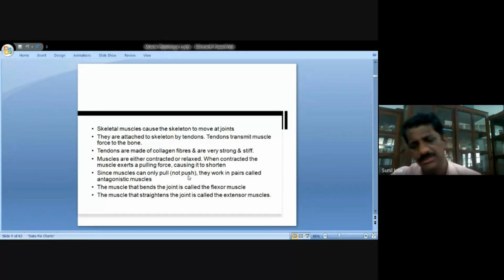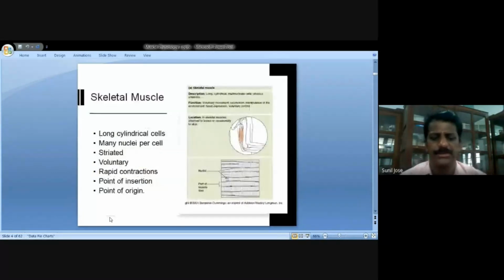In the case of skeletal muscle, it always works in an antagonistic manner, and because of that, skeletal muscles are called antagonistic muscles. Now we will see some more features of the skeletal muscle. Skeletal muscles are usually formed of very long cylindrical cells.